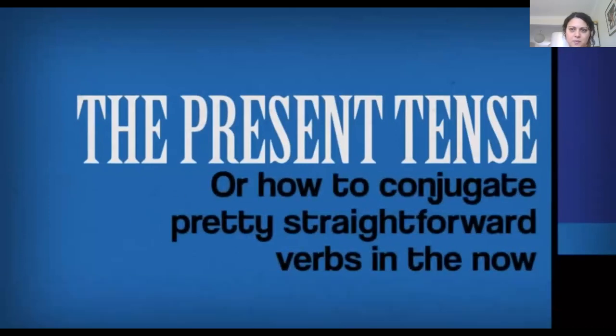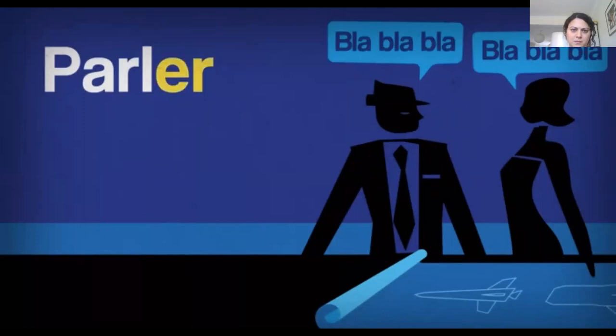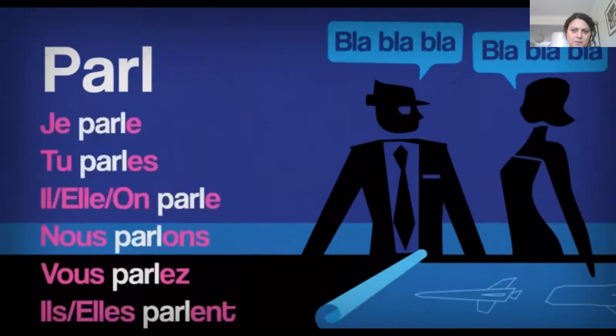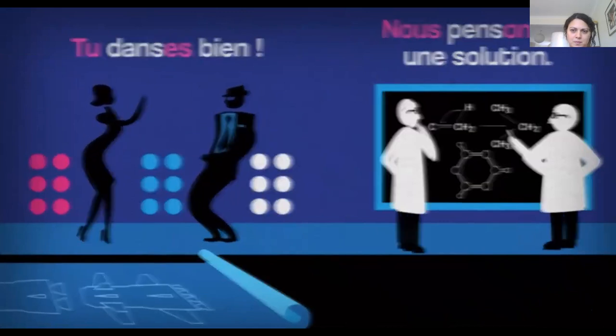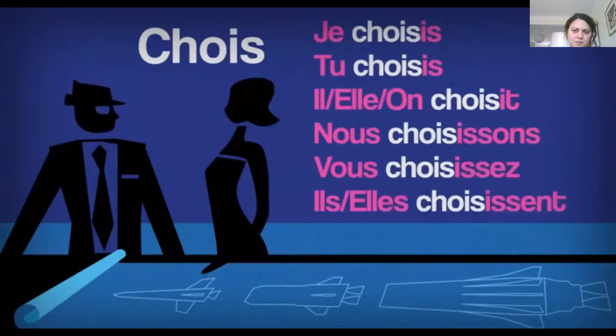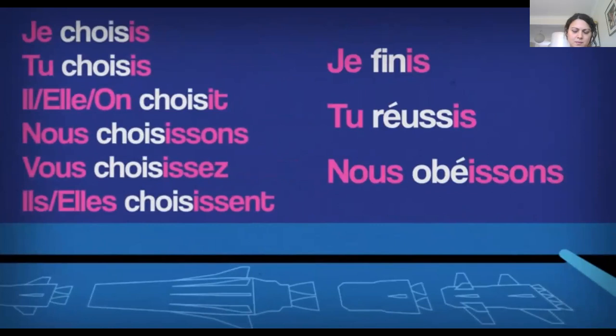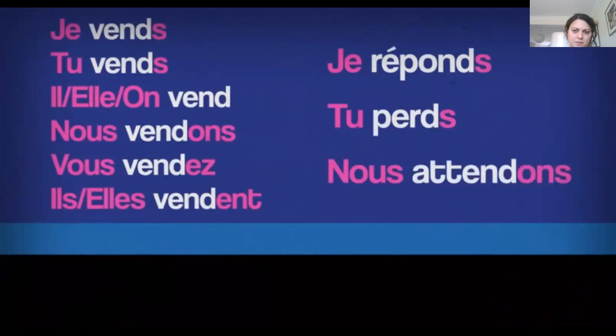So here we go. The present tense, or how to conjugate pretty straightforward verbs in the now. In French, some types of verbs in the present tense all finish in the same way, like verbs that end in er in their infinitive form, like parler, to talk. The infinitive ending is dropped to form the stem, which is then conjugated. The same endings are used for the verbs jouer, danser, penser, and all verbs that end in er. For regular verbs that end in ir, for example, choisir, to choose, the infinitive ending is also dropped and the verb is then conjugated. All IR verbs use the same endings. Finally, there are regular verbs that end with RE, like vendre, to sell. The infinitive ending is dropped and the verb is then conjugated. All RE verbs use the same endings. Simple enough?